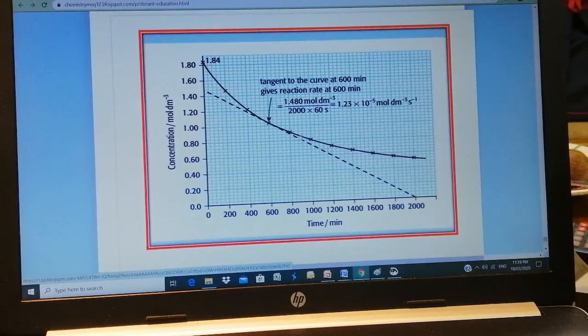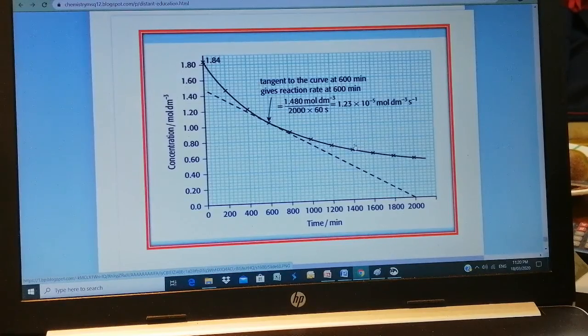1.480. See, if some students take only 1.4 or 1.6, by mistake, their values will be a little different. So take care, try to take accurate values. You can change the scale according to your wish. So here the rate at this 600 minutes is 1.23 multiplied by 10 raised to minus 5.